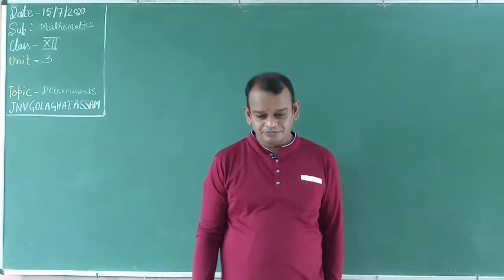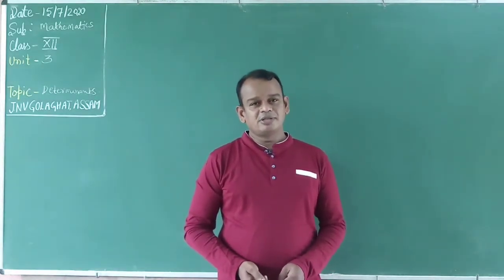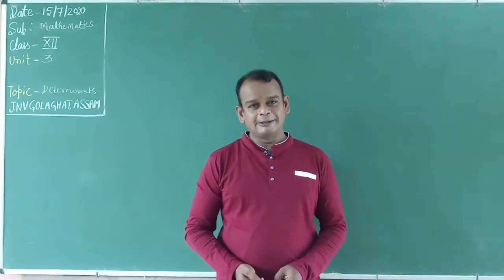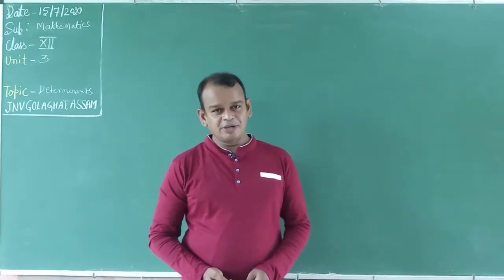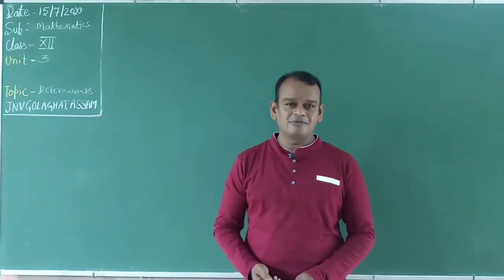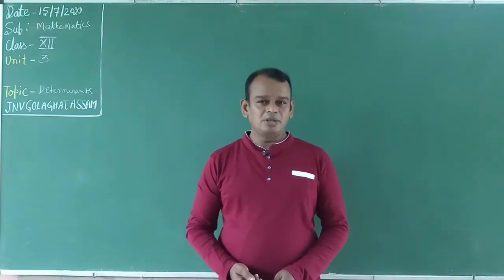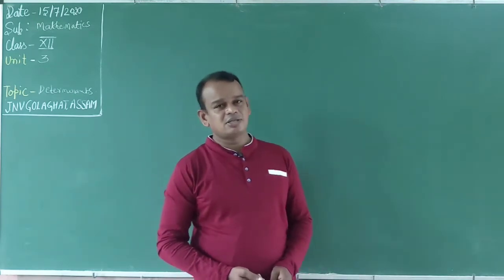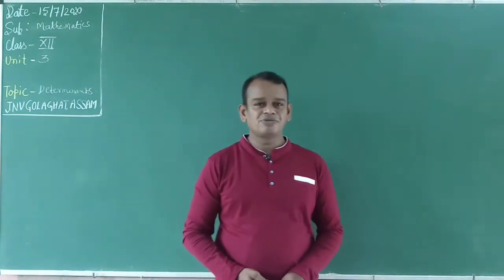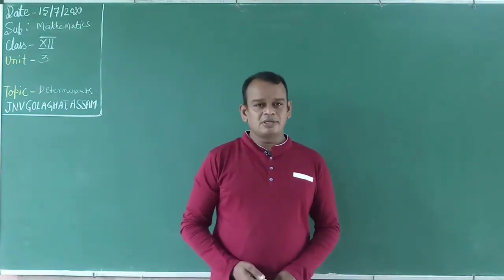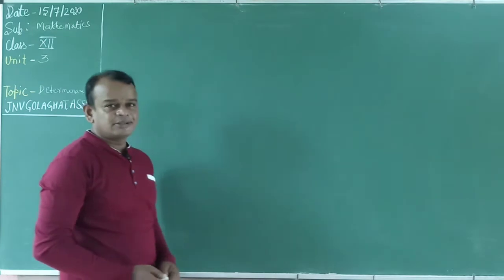Okay, good morning everyone. Yesterday we discussed the topic of determinants: the definition of the determinant, the determinant of a square matrix of order 1 by 1, of order 2 by 2, and of order 3 by 3. We also discussed the minor of an element in a square matrix and the cofactor of an element in a square matrix. Now today we discuss some properties of determinants.